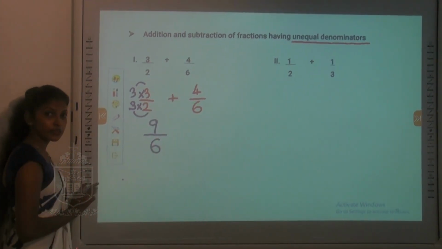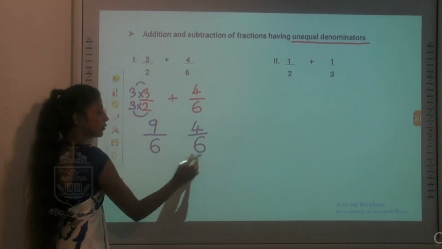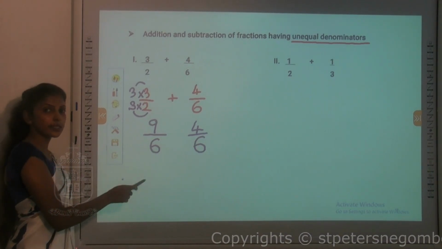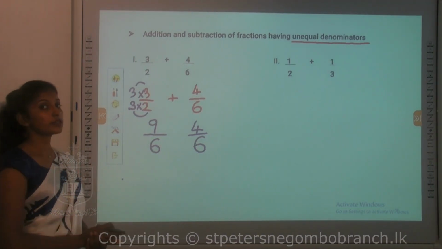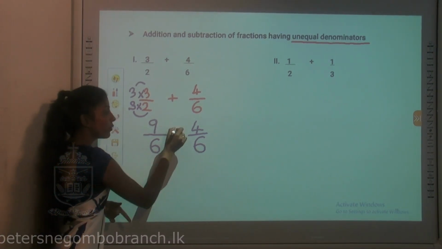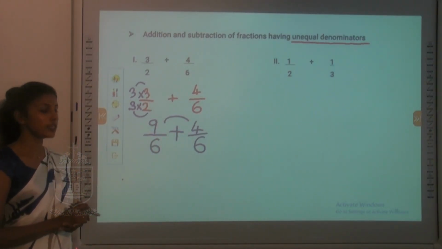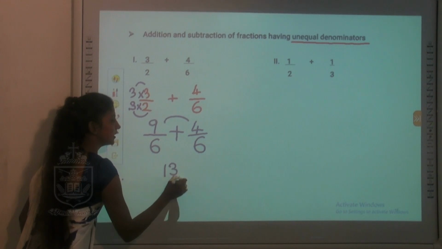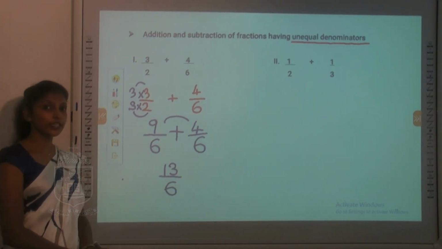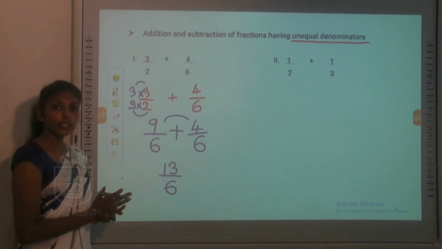Are we going to make any change to the second fraction? No. No need to make any change here because you already have the denominator 6. Here also we got the number 6. So now it is easy for us to add the two numerators. Since the denominators are the same, we can add the two numerators. 9 plus 4 is 13 over 6. Is it a proper answer? You have to check it. No, it's not a proper answer. So it is an improper answer.